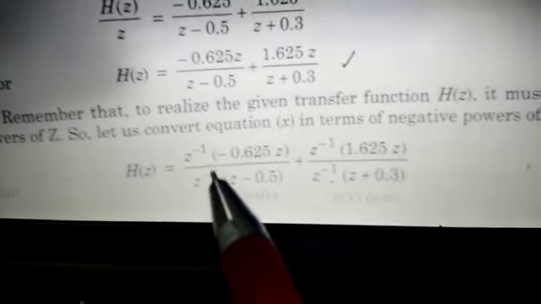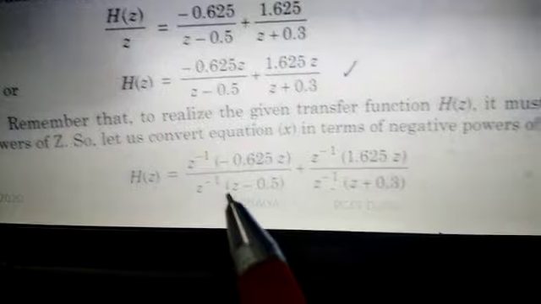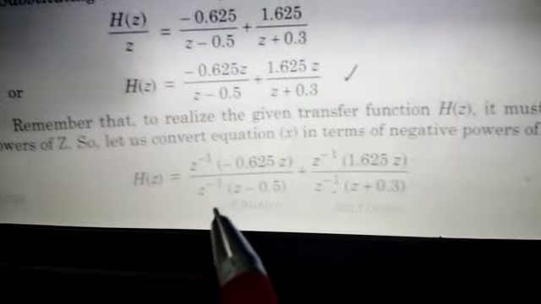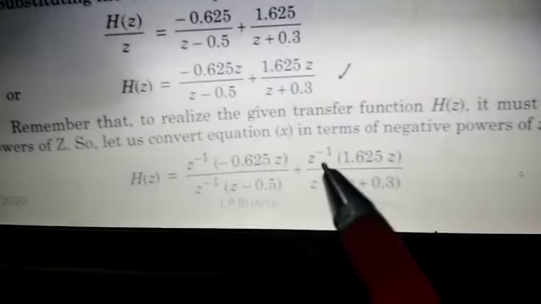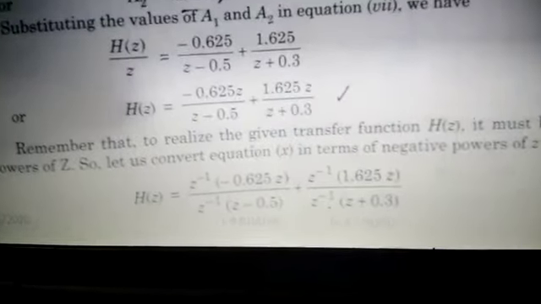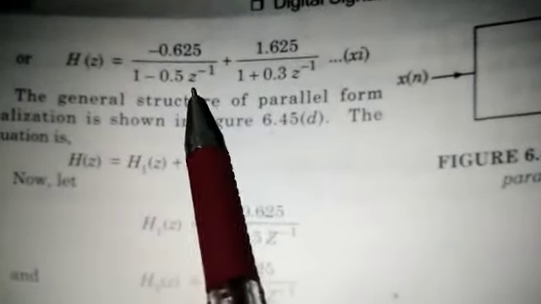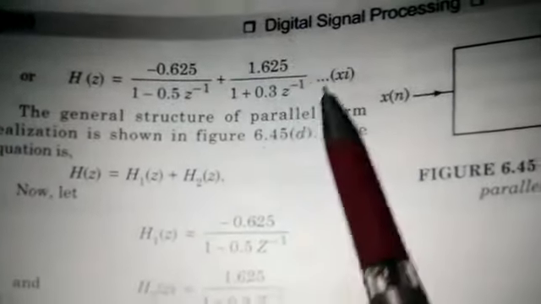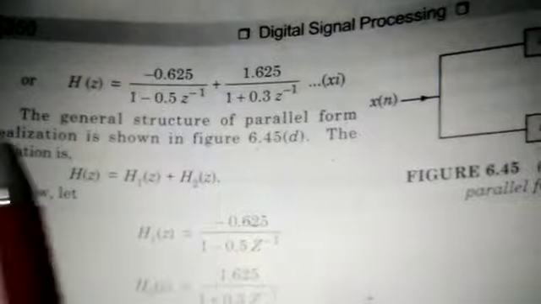And finally, you convert these positive powers of z into negative powers of z. So divide and multiply by z inverse to both the individual terms. So we will multiply here z to the power minus 1, divide by z to the power minus 1, here also z to the power minus 1, and divide by z to the power minus 1. So that you will get this H(z) as minus 0.625 upon (1 minus 0.5 z inverse) plus 1.625 upon (1 plus 0.3 z inverse). So this is the partial fraction expanded H(z) of the given transfer function.